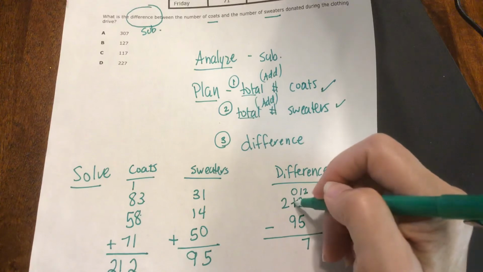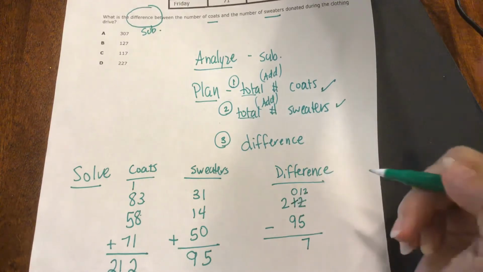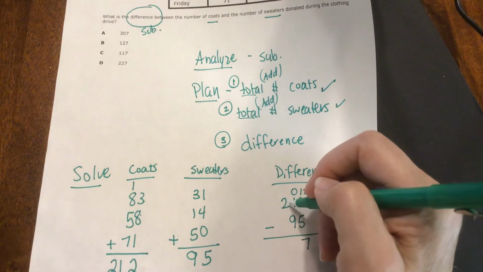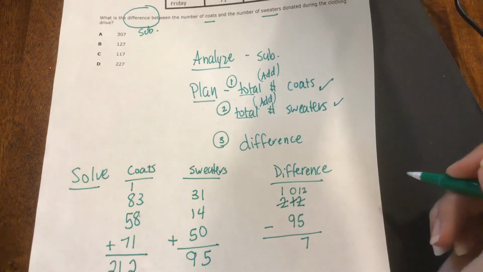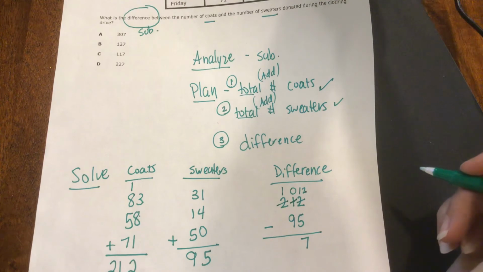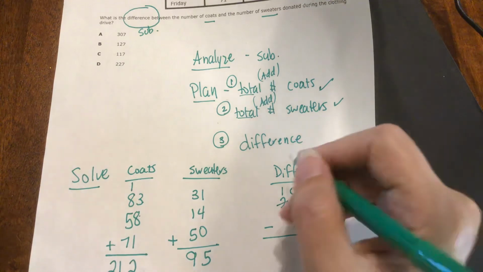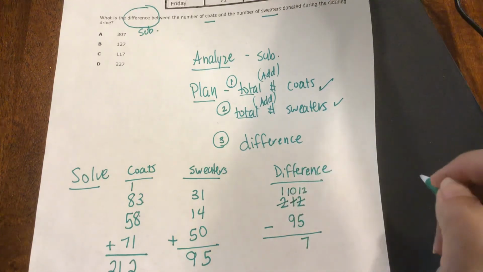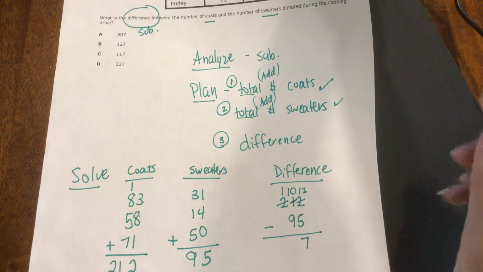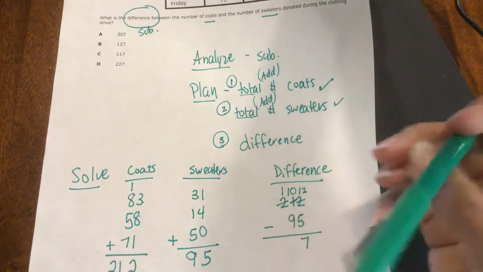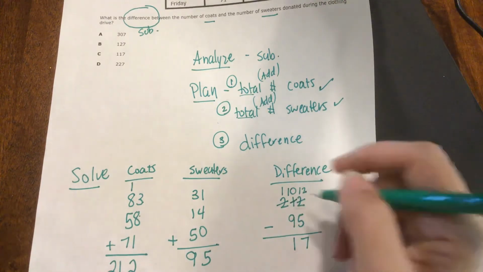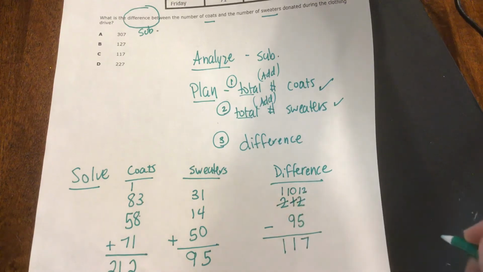So I've got to do the same process I did when I borrowed earlier, or when I regrouped. So I'm going to regroup one of these hundreds. I'm going to take one of these hundreds and make it into 10 tens. So let's move those tens over here. And now I can subtract easily. 10 minus 9 is 1. 1 minus nothing is 1.